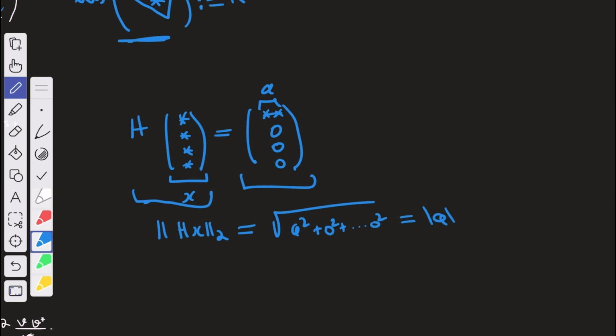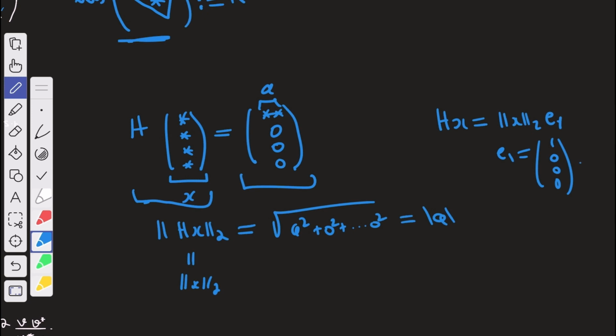Now if you recall, one property of unitary matrices is that if you take the 2 norm of Hx, it's going to be just the 2 norm of x. So what we're saying is that we want a unitary matrix such that when we apply it to x, we get the 2 norm of x times e1, the vector e1, where e1 is just 1 0 0 0.